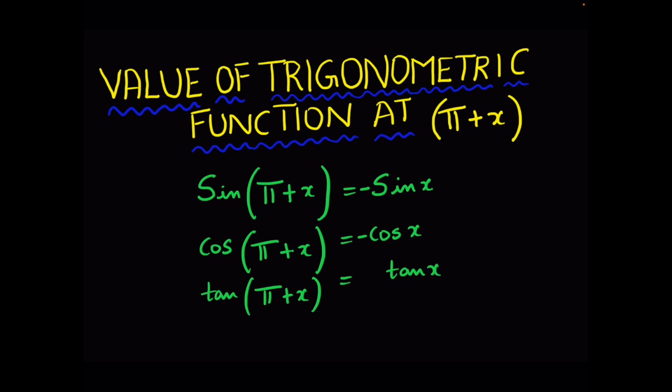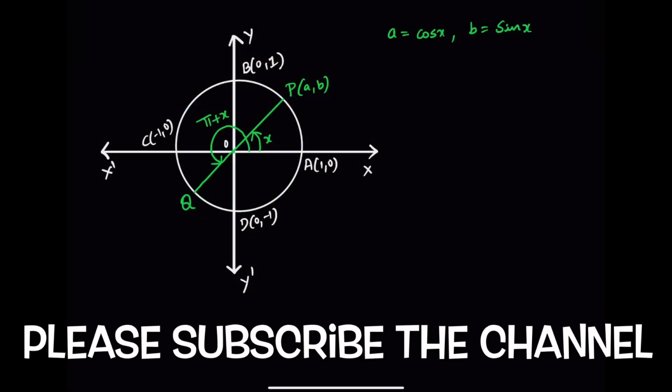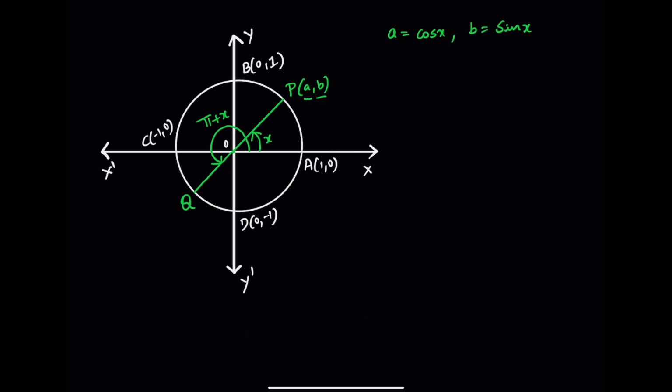So let's get started. Let us consider a unit circle with center O. Let P be a point with coordinates a, b. a will be equal to cos x because it's the x coordinate, and b will be equal to sin x because it's the y coordinate. Now let us have a point Q on the circle which forms an angle of pi plus x. So Q will be in the third quadrant of the circle. So this is the first quadrant, this is the second one, and this is the fourth one.